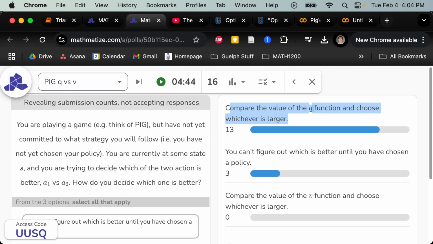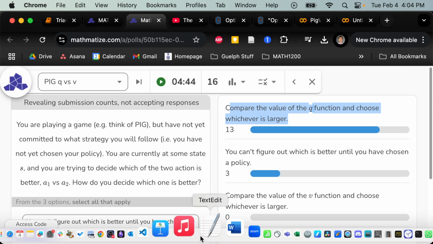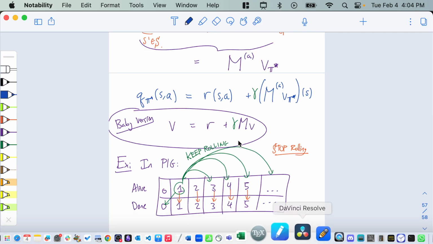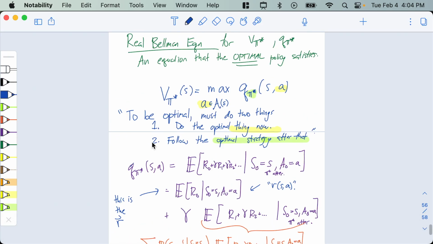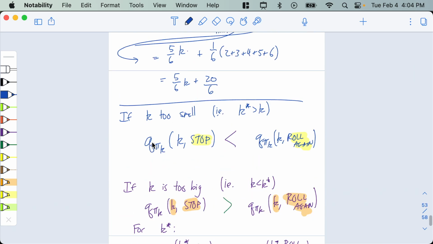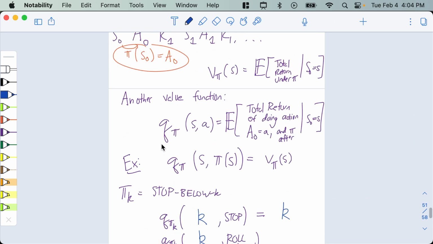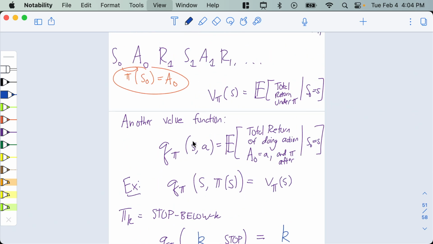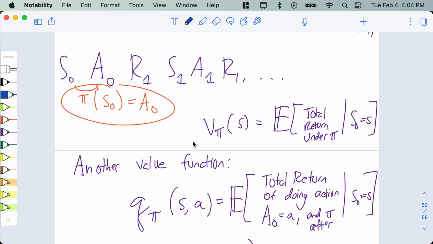So let's look at the note that we were writing. And we had this Q function. Let's see if the definition of the Q function is somewhere here. Yeah, another type of value function. So here are the two definitions of the value function V and the Q function Q.